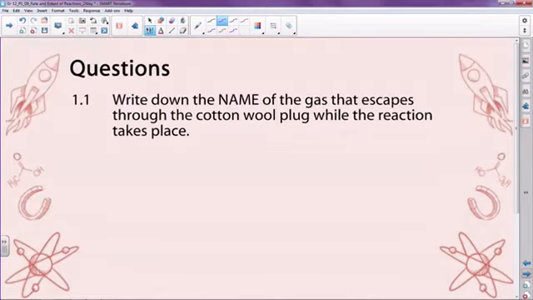So the first thing we need to do is it says to you, write down the name of the gas that escapes through the cotton wool plug while the reaction takes place. I'm not going to give you any time to do this on your own because I just did it.